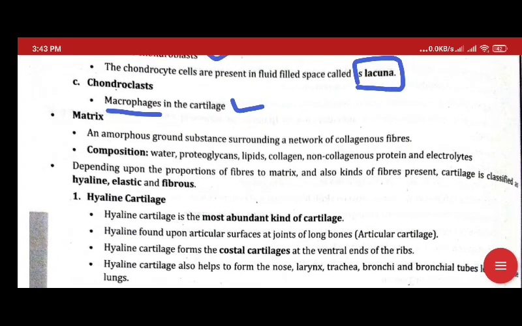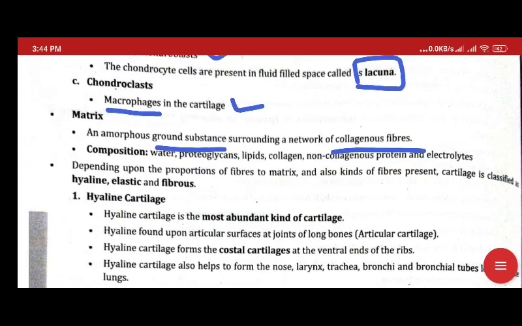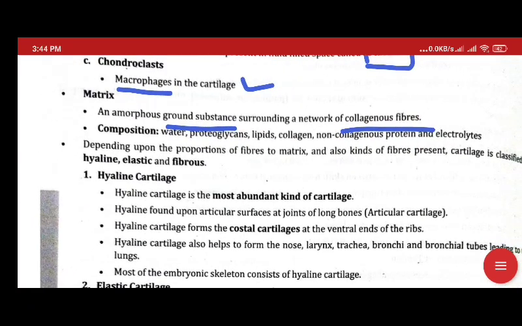And matrix, now here in matrix we have what? This is a ground substance with what? A network of collagen fiber, means collagen protein fibers made a network within that network present in a connective tissue.